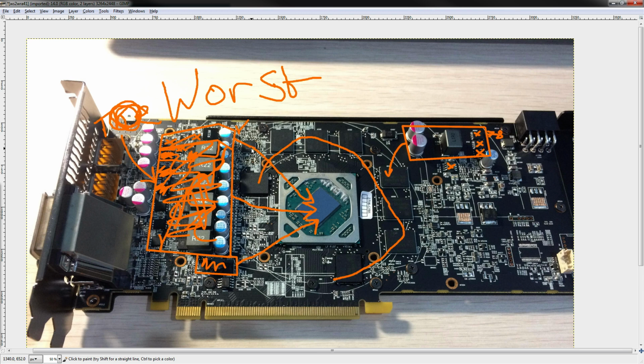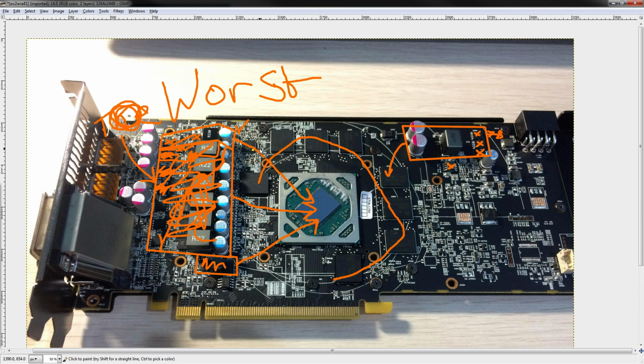Because if you mod the BIOS to allow some ridiculously high power limit, your VRM's up in smoke. If you mod the BIOS for extra voltage, no VRM. If you try to run on LN2, probably no VRM either. It's just like, great. Good job, Powercolor.